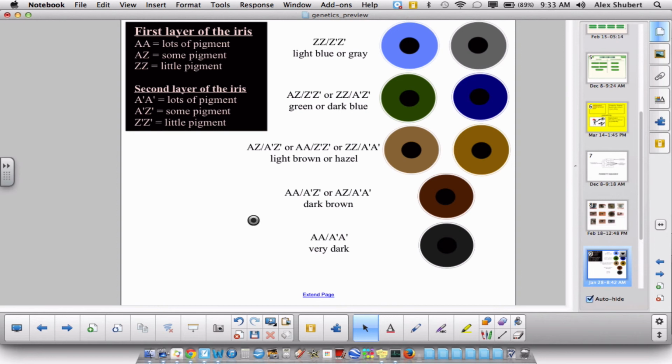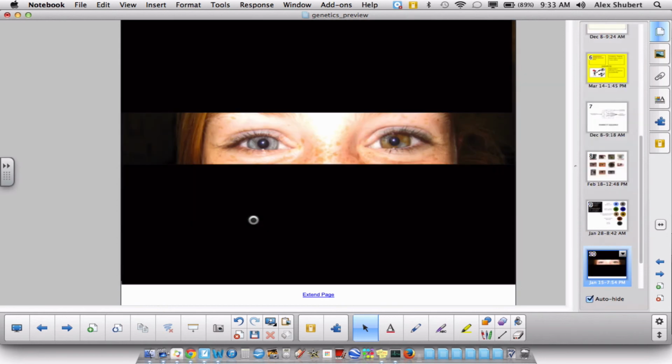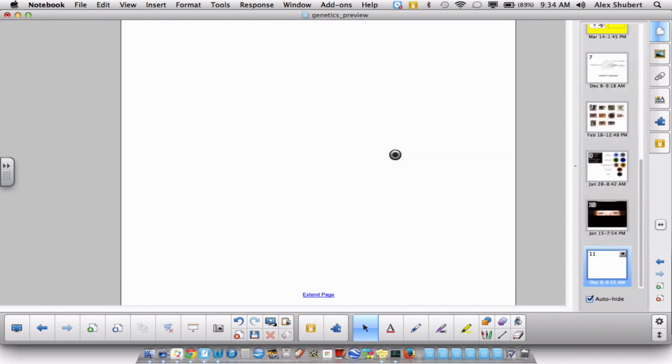It's one example. Also, we can talk about a situation called heterochromia, where you can actually have one eye of one color and a second eye of a different color. Pretty rare. So genetics is a pretty interesting unit, and we hope you enjoy it.